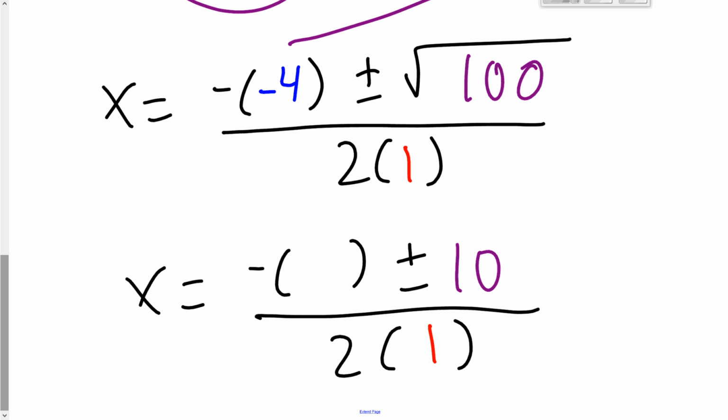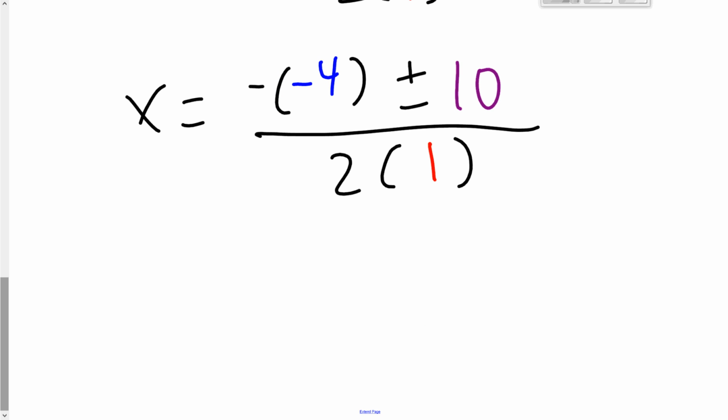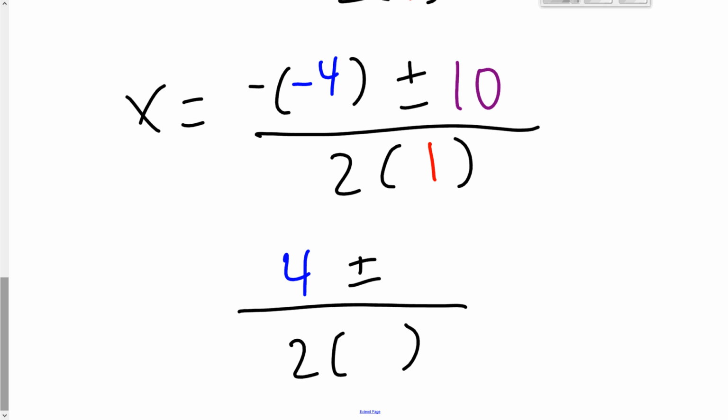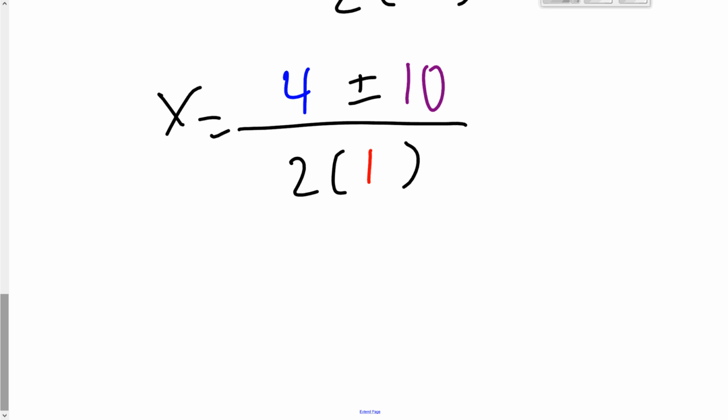Then we have our a, and then we have our b. Now we can go ahead and simplify our negative b. So that's a negative negative 4. So that's a positive 4. Then we have plus or minus 2 times plus or minus our 10, square root of 100. All over 2 times our a, which is 1, and now 2 times our a.